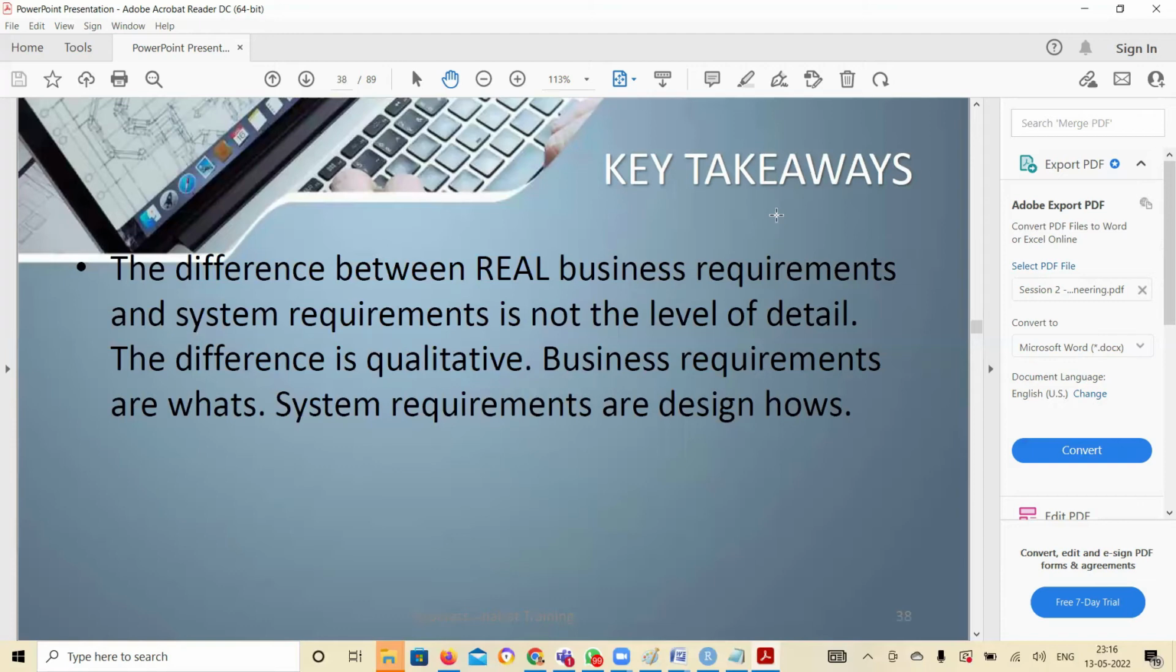When you talk about business requirements, you talk about complete business requirements. Though they are talking about different levels, those levels are not the same thing. The levels are three different sets of requirements. So the difference between them is a qualitative difference. Business requirements are the what, and system requirements, we talk about the IT thing, right? That's the how. Okay, so that's the difference.